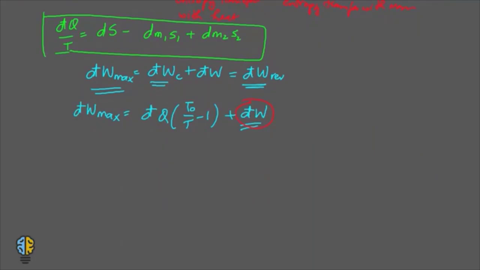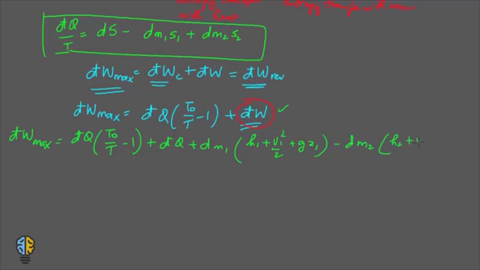So you would have dW max, it will be a long equation, is equal to dQ into T naught by T minus 1 plus the value for dW. This is equal to dQ plus dm1 into H1 plus V1 square by 2 plus g into Z1 minus dm2 into H2 plus V2 square by 2 plus gZ2 minus d of U plus mV square by 2 plus mgZ, and this is for the control volume. Okay, so this will be the equation that you get.